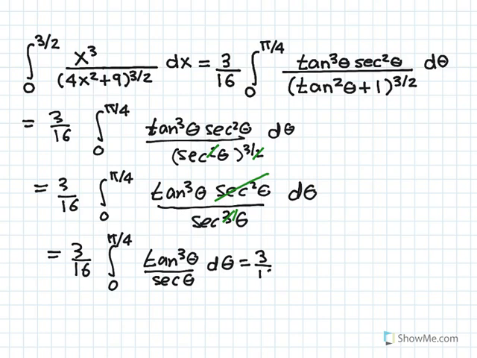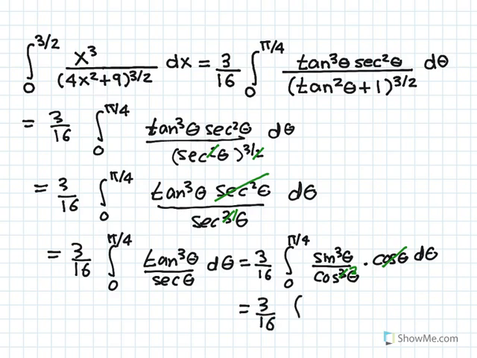So we get 3 over 16 integral 0 to pi over 4 tan cubed theta, that's going to be sine cubed theta divided by cos cubed theta, and 1 over secant theta, that's just cos theta d theta. So we get more cancellations. Cos theta cancels with the 3 here, we get 2. So now what we have is 3 over 16 integral from 0 to pi over 4 sine cubed theta divided by cos squared theta d theta.